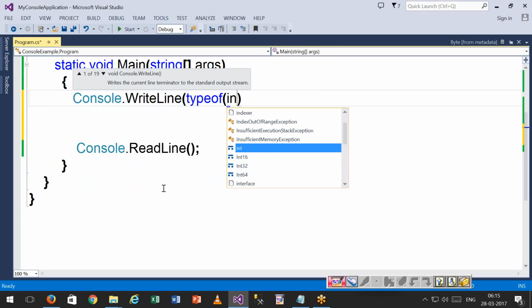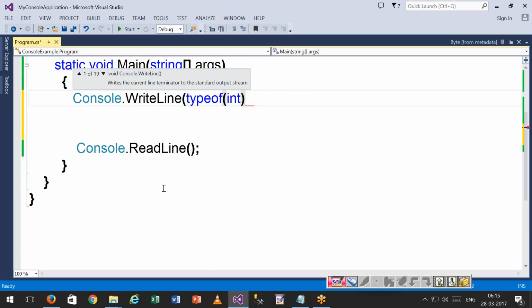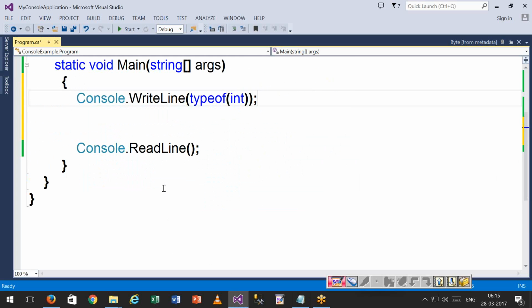typeof(int). Remember, what is the base type of int? My question is about the int data type, CTS type, base type. Int32. System.Int32. Remembered? Yes, sir.